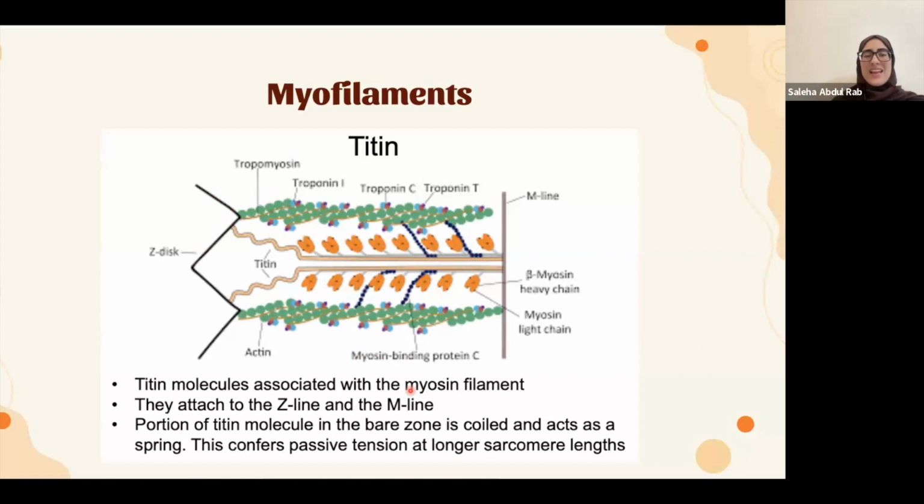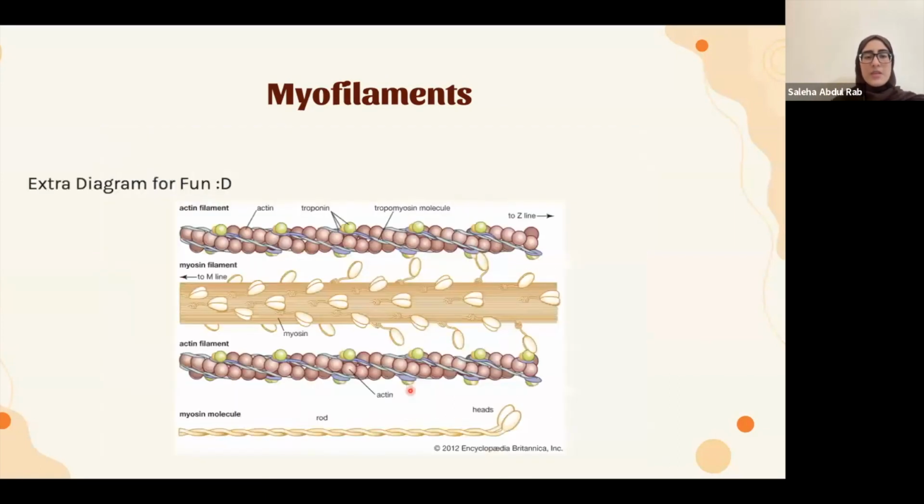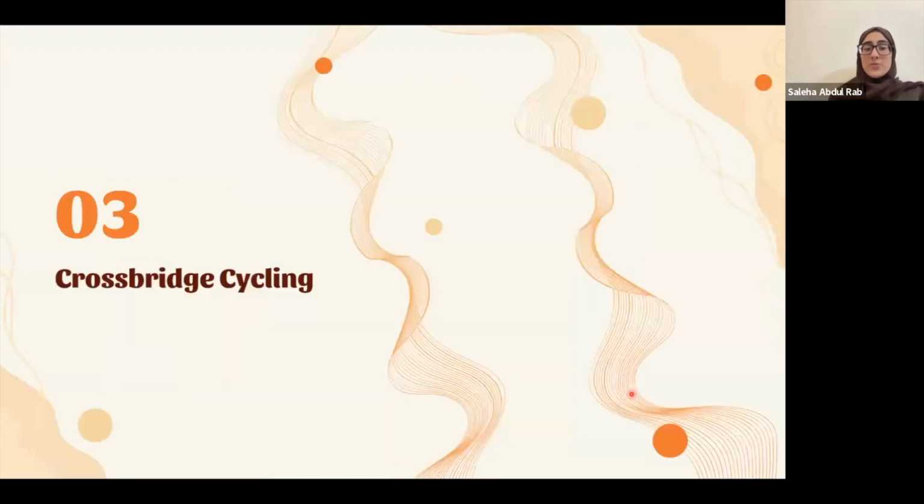Okay, yeah, that's really just it. It acts as a spring. It's a coiled structure. Here's another diagram that I just added. It's everything that I've already gone over, but it just kind of summarizes it really well. And it's a little more neat than the other diagrams that I have. Okay, now coming to cross-bridge cycling.